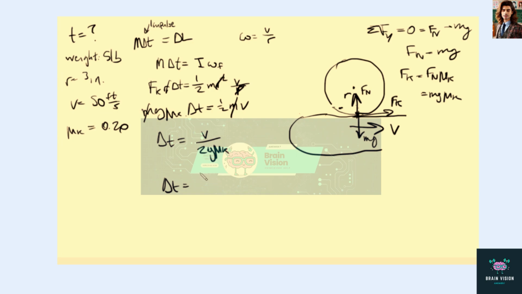So let's plug in our values. V is equal to 50. G is equal to 32.2 feet per second squared. And our coefficient of kinetic friction is 0.20. So that gives us 3.88 seconds.